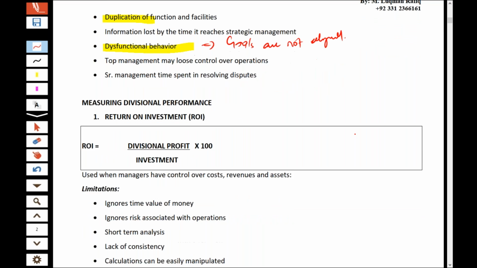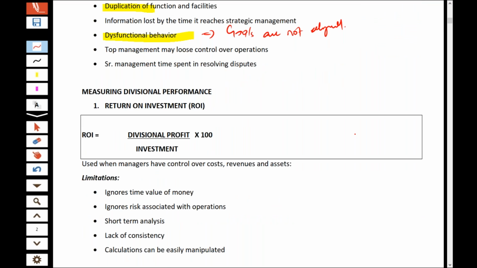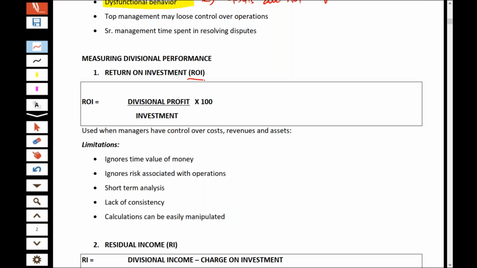When it comes to divisionalization, there are multiple ways of measuring divisional performance. What are those ways? One of them is called the ROI, which is the return on investment. What exactly do you mean by return on investment? It's simply the divisional profit divided by investment into 100. It's a modified version of return on capital employed. What we generally do is calculate return on capital employed, and the modified version of it is return on investment.